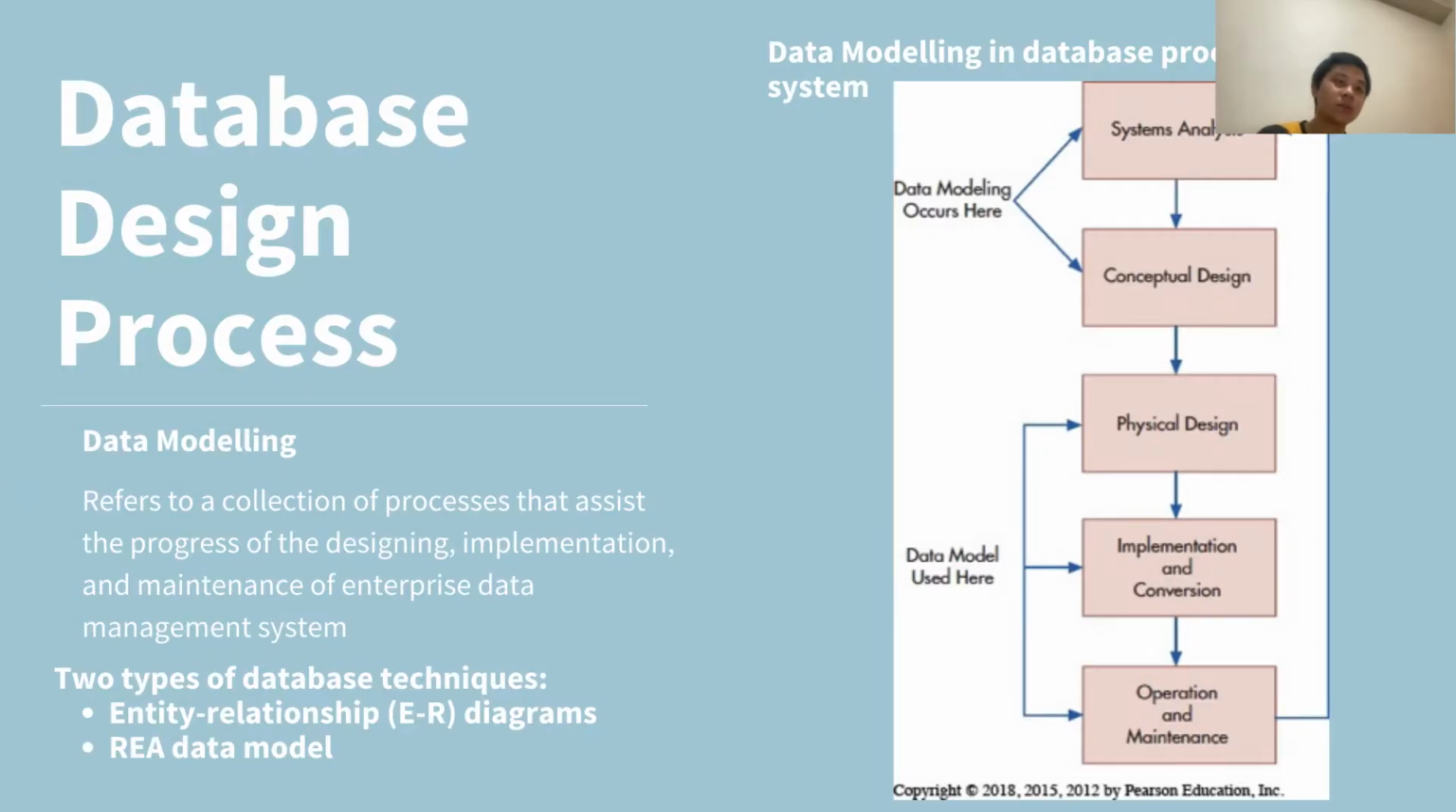Database design process: data modeling is the first step in the process of database design. It also refers to a collection of processes that assist the designing, implementation, and maintenance of an enterprise data management system. Let's say if you want to make a program for a company, there must be data, namely the database, that is processed, and how to process the data obtained so that it produces the output that they're expecting. And there are two types of database techniques. First is entity relationship diagrams, and second is the REA data model that we're discussing next.